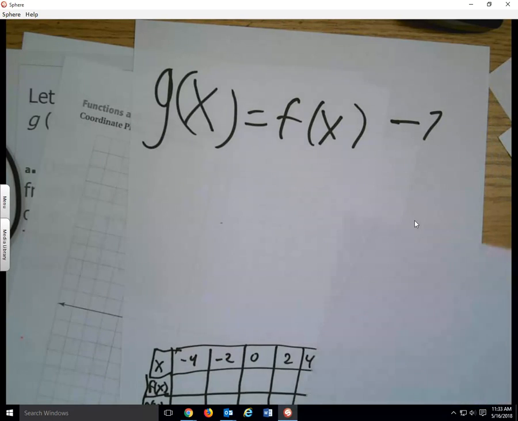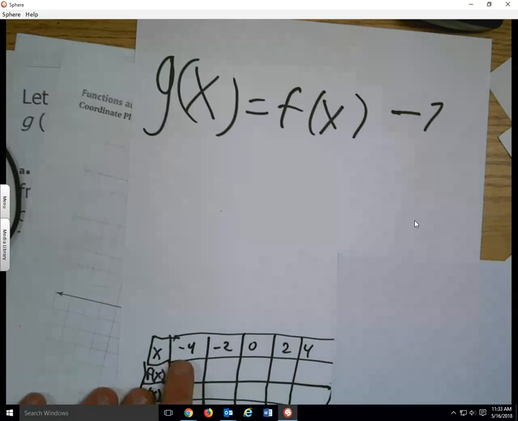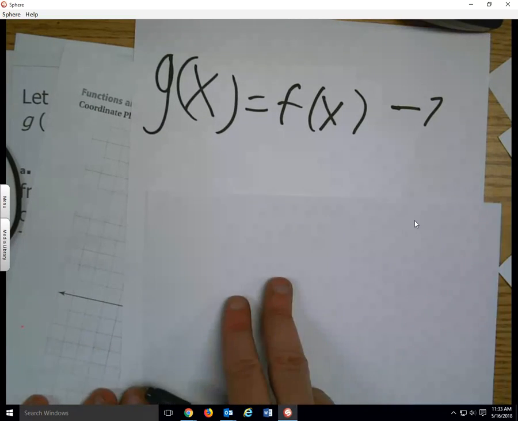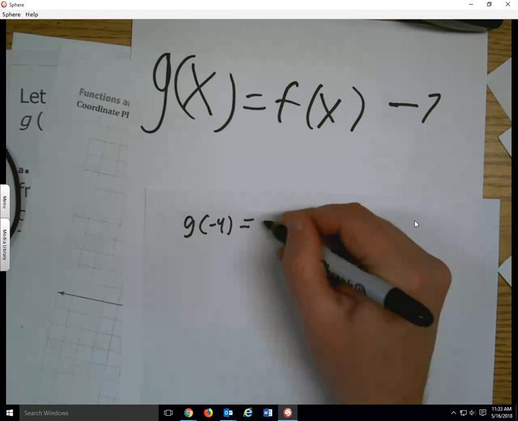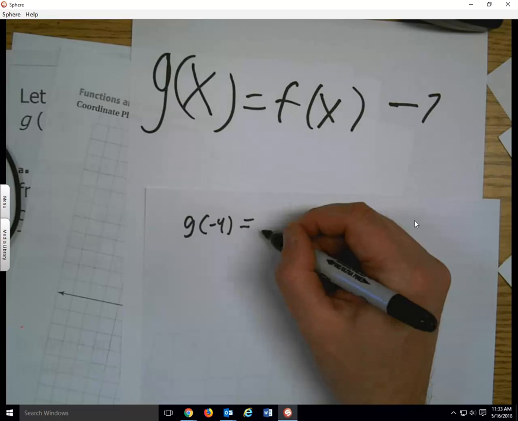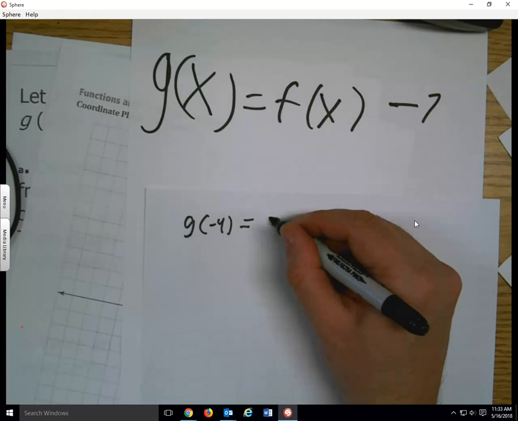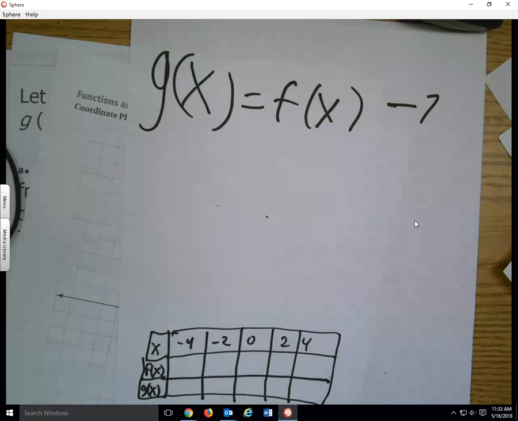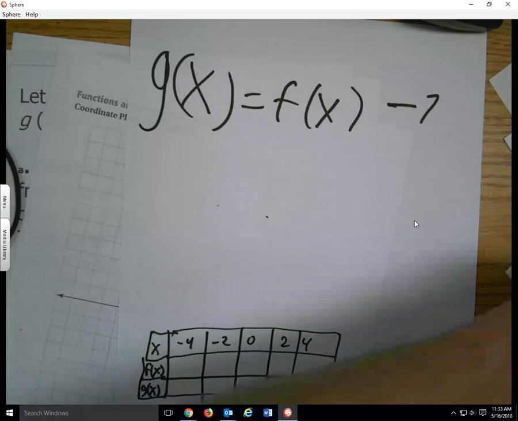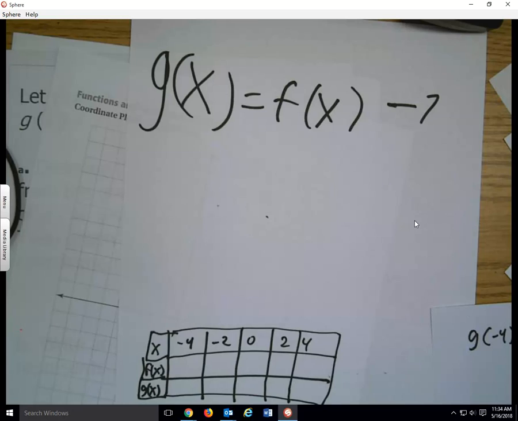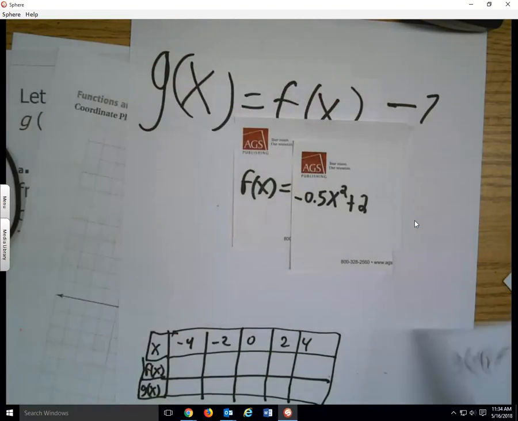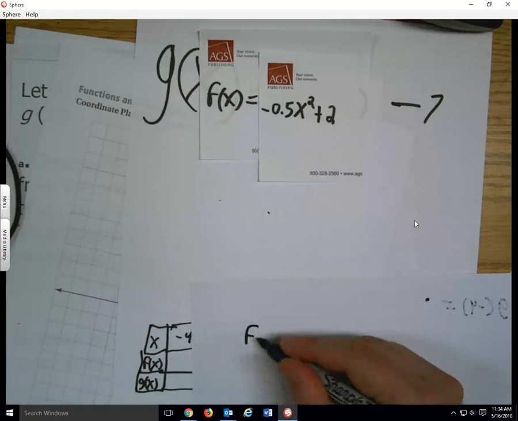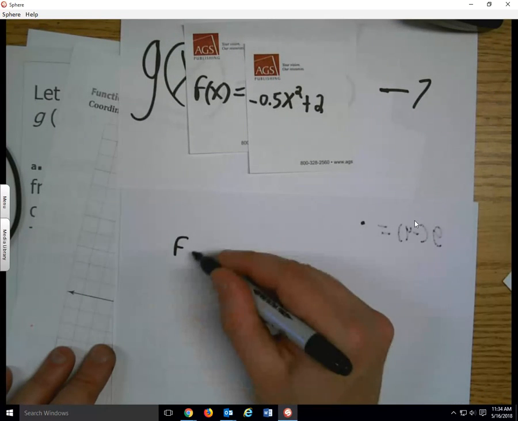Okay, so let's plug it in. Everywhere I would see an x, I'll substitute in a -4. That's all we're doing. Oh, sorry, the f of x equation is right here. So we need to figure out what it is with the f of x first. Let's do that first. So we have f of -4.